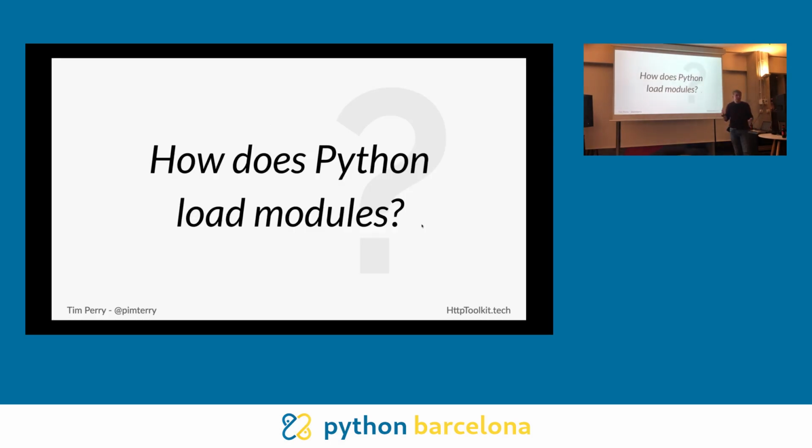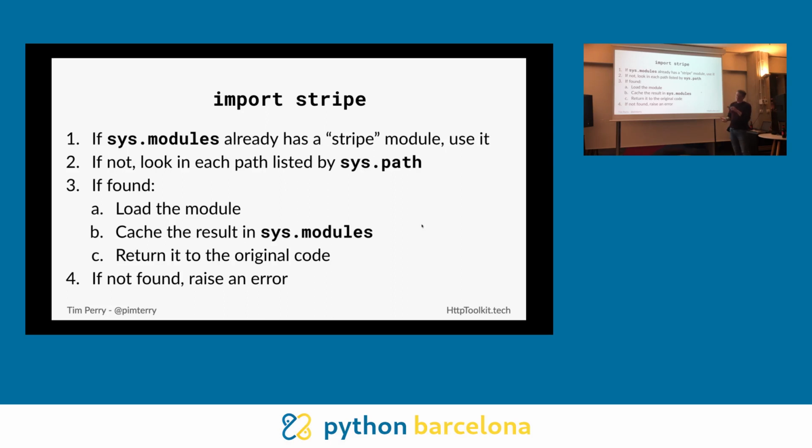That's an odd thing to do, but it's possible because of the way that Python modules are imported. So, how do they actually work? How does Python actually load modules? It does something like this. When you run import stripe, it looks at sys.modules, which is a dictionary that maps module names to loaded modules. So every time you import anything, it gets cached in that dictionary so that it only gets imported once. If you import the same thing twice, the second time it just comes out of that dictionary already loaded.